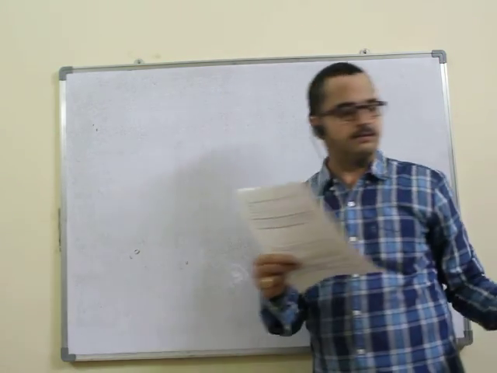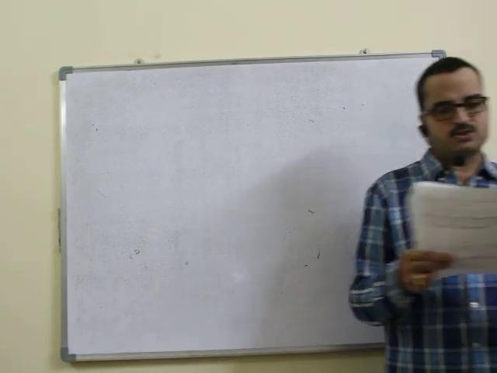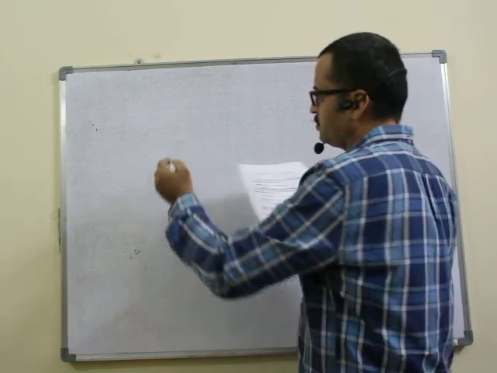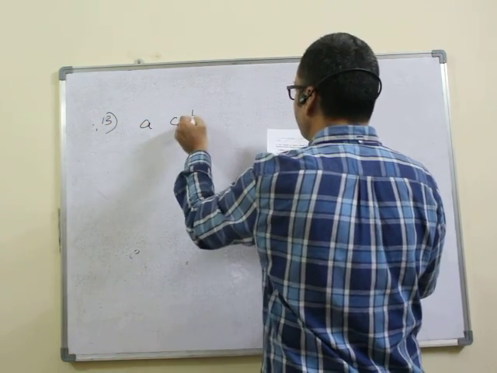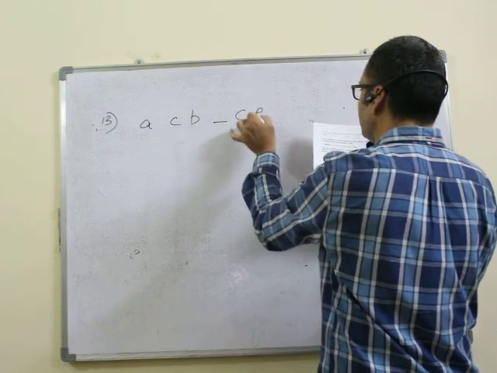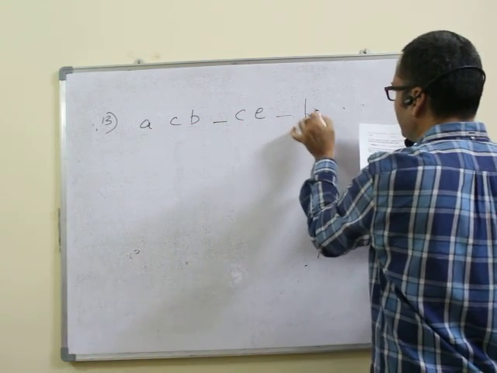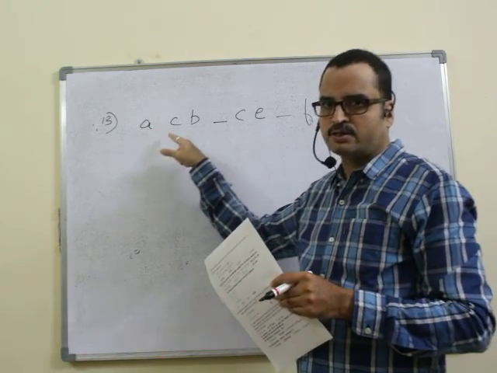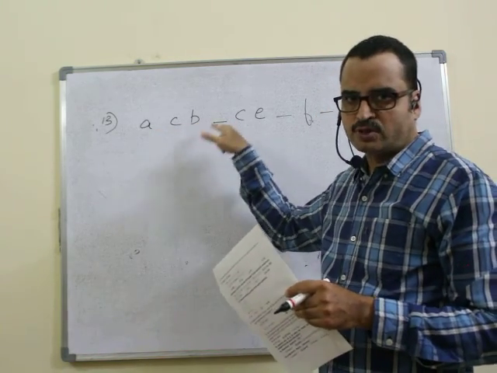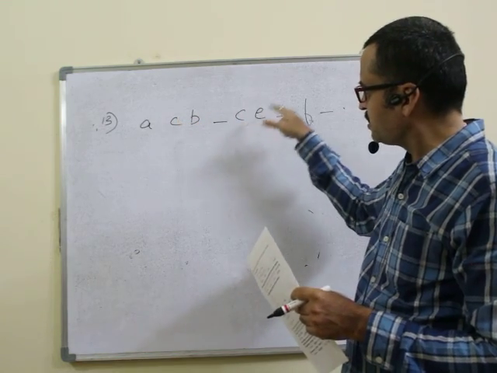Now come to 13 to 16. See, that's based on the letter series. Now see, look at 13th question. They gave you A, C, B, C, E, F, E. Now see, when you look at here, it is not a repetitive series, it is a progressive series because they're adding new letters.